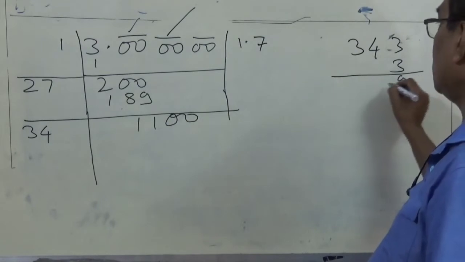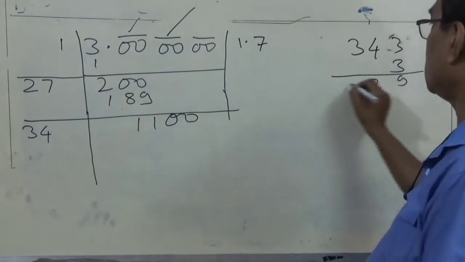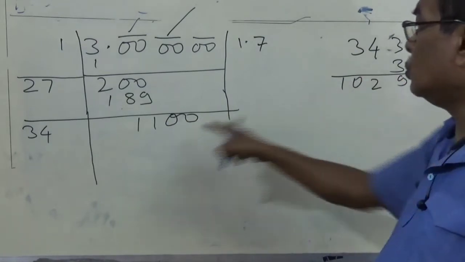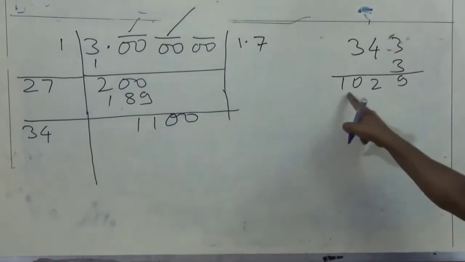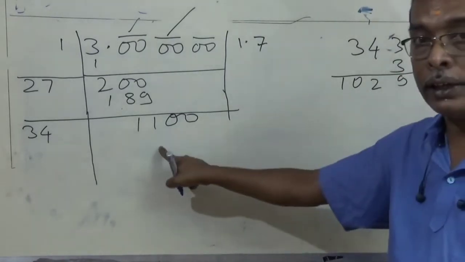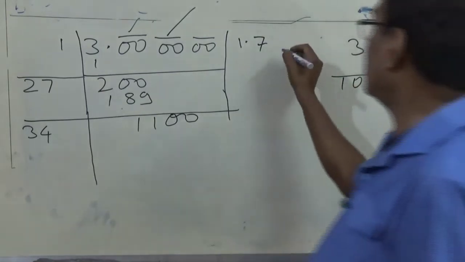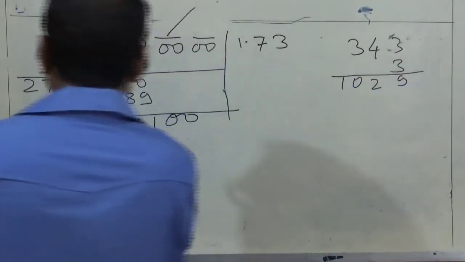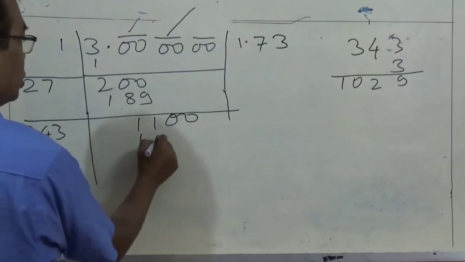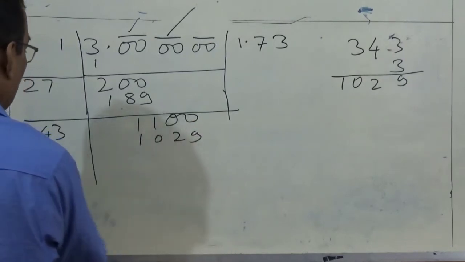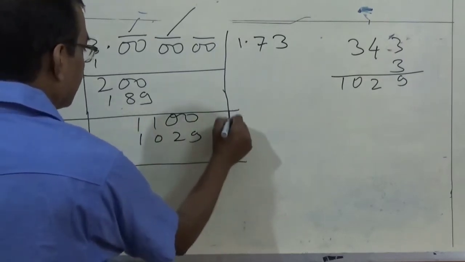So 3 3s are 9. 3 4s are 12, carries 1. 3 3s are 9 plus 1 is 10. 1029. Yes, it is 1029. It is 1100, it is less. So it will allow here. So write here 3. Write here 3. And this is 1029. Now take the subtractions.